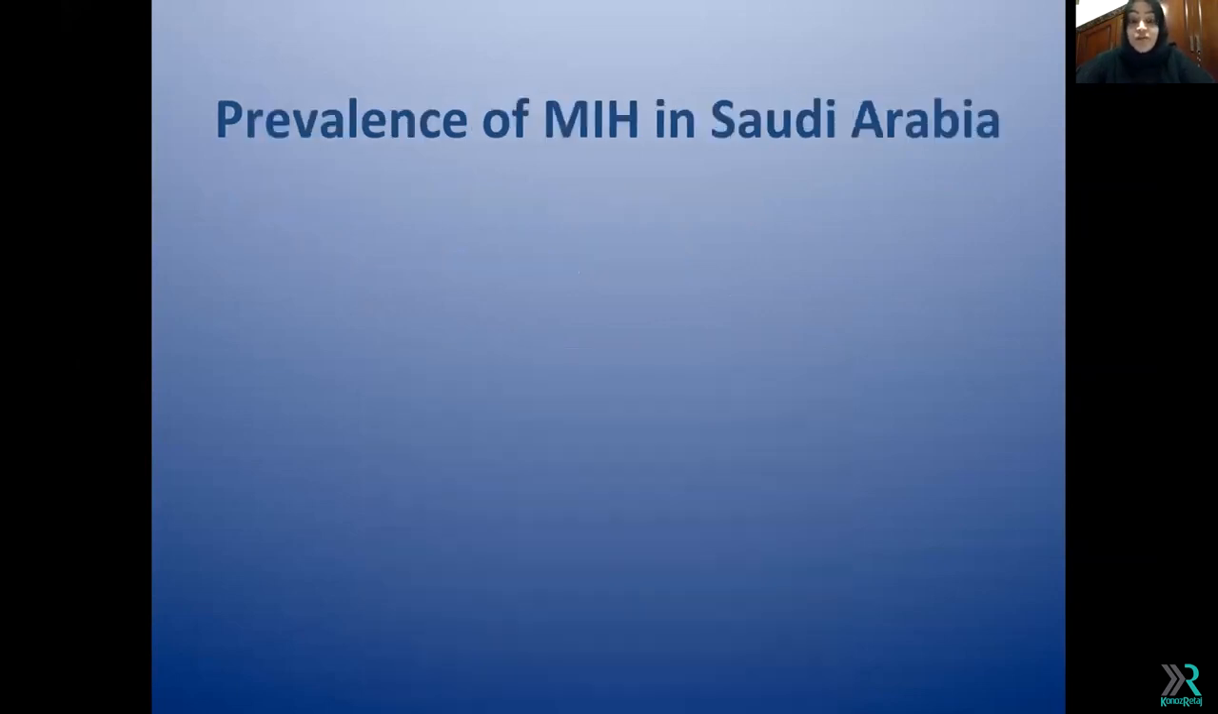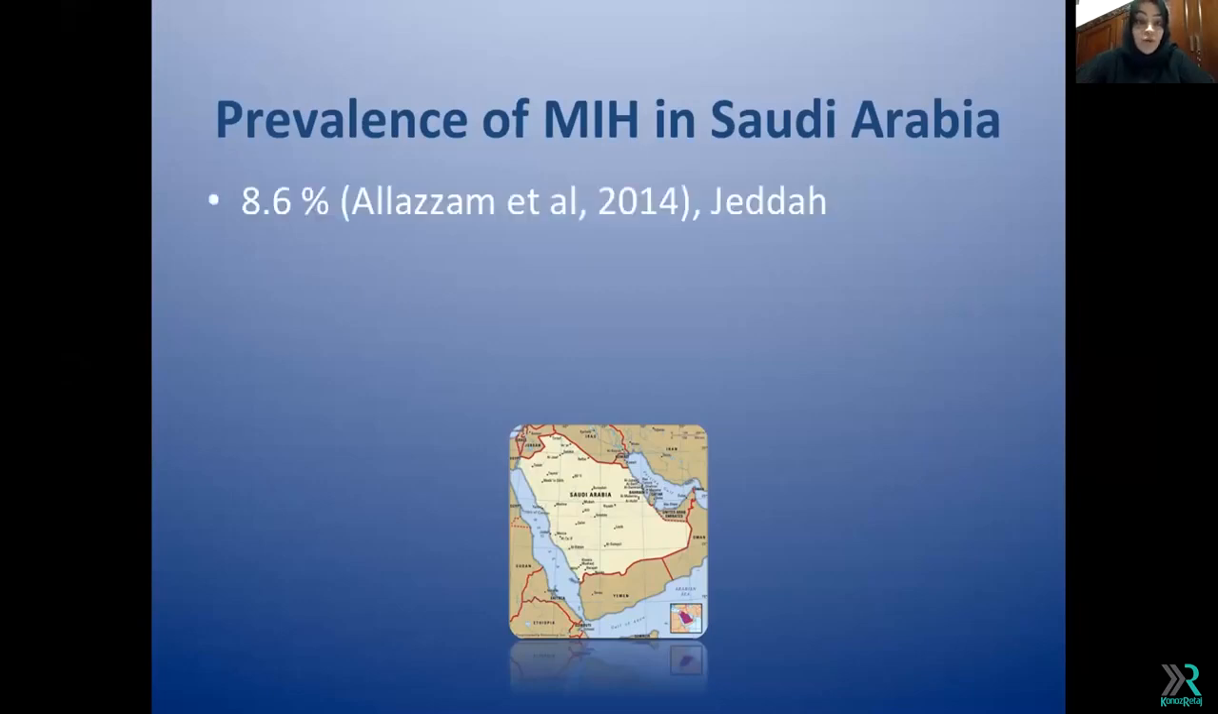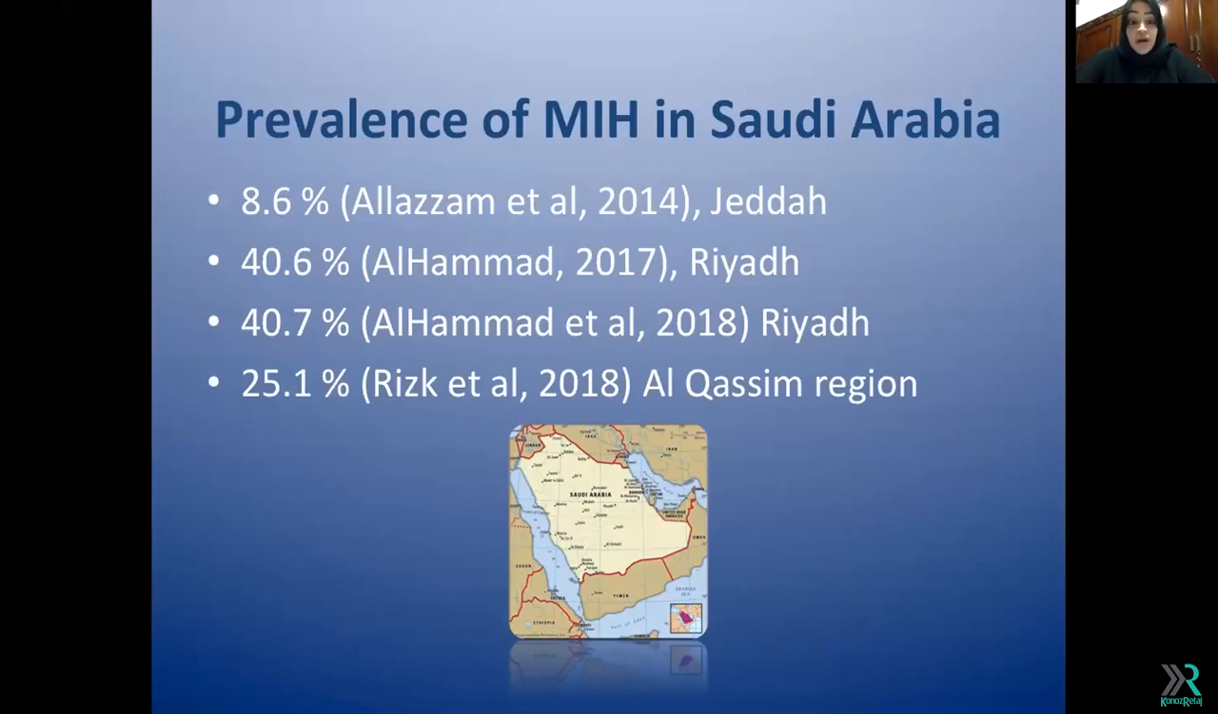Regarding the prevalence of MIH in Saudi Arabia, we have four studies. The first was conducted in Jeddah by Dr. Al-Lizam and his working group, and it gave a result of 8.6%. Two studies were conducted by Dr. Al-Hamad in the Riyadh region and gave results of 40%. And the last study, by Rizq et al., was conducted in seven cities in the Al-Qasim region and gave a result of 25%.